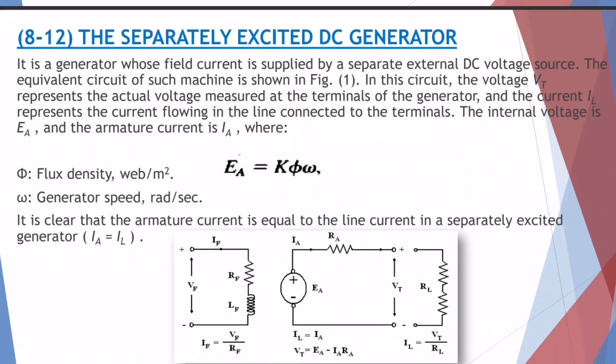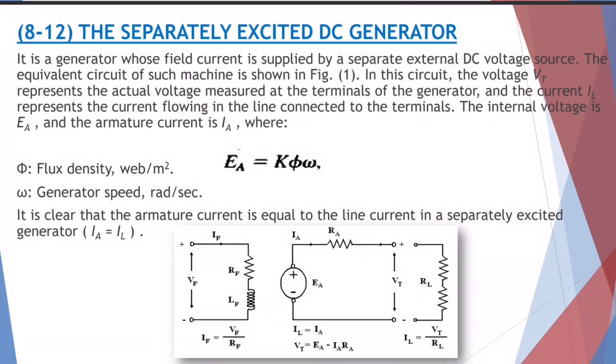Section 8.12, the separately excited DC generator. It is a generator whose field current is supplied by a separate external DC voltage source. The equivalent circuit of such a machine is shown in figure 1.